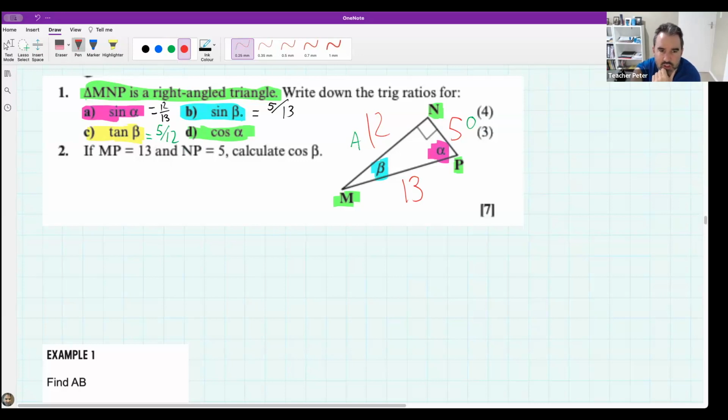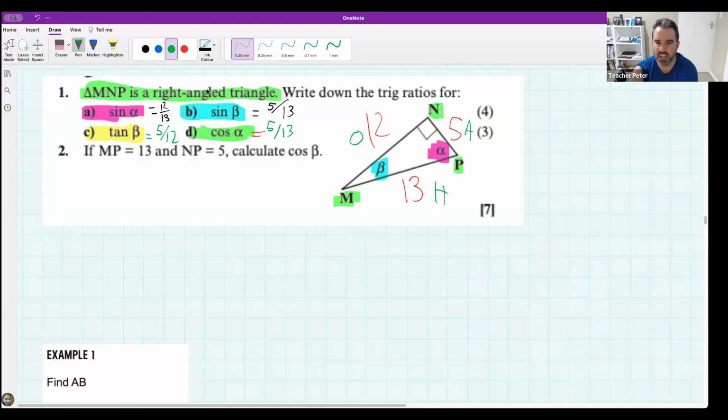Now, what about the cos of alpha? What is the cos of alpha going to be? Well, now I have to make sure my O and A are written in different places because the reference angle has changed. So this is O because it's opposite A. That is always H, and this is going to be A. Now, for the cos of alpha, I want A over H. So I actually want 5 over 13.